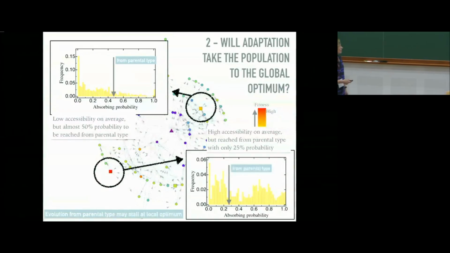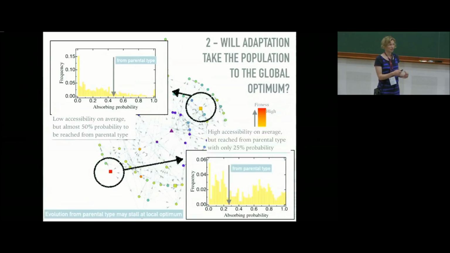Okay, so that tells us if we believe that we can extrapolate to natural populations, then this would mean that it might be quite likely that in such a case, evolution from this reference type may stall at this local optimum.